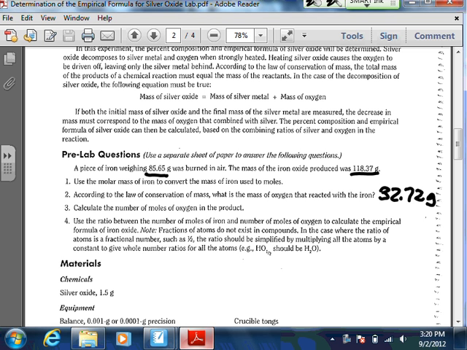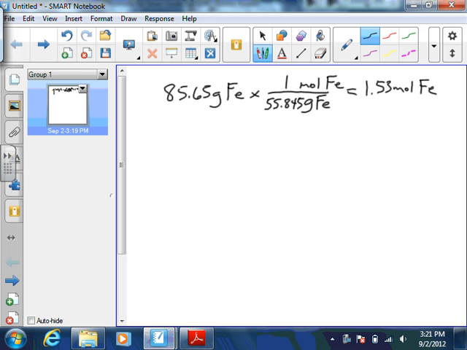of the oxygen. Okay, now they want to know the number of moles for number 3 here, number of moles of oxygen in the product. Okay, so we've got 32.72 grams. So now all we have to do is use the molar mass of the oxygen, figure out how many moles that is. And it's going to be right at 2.045.